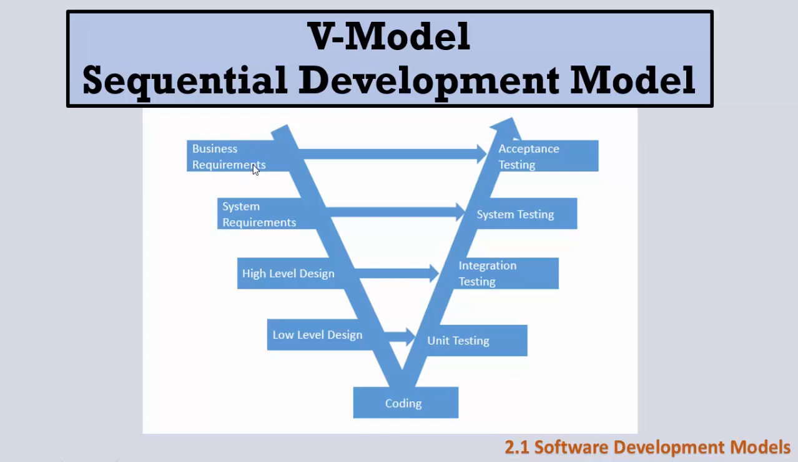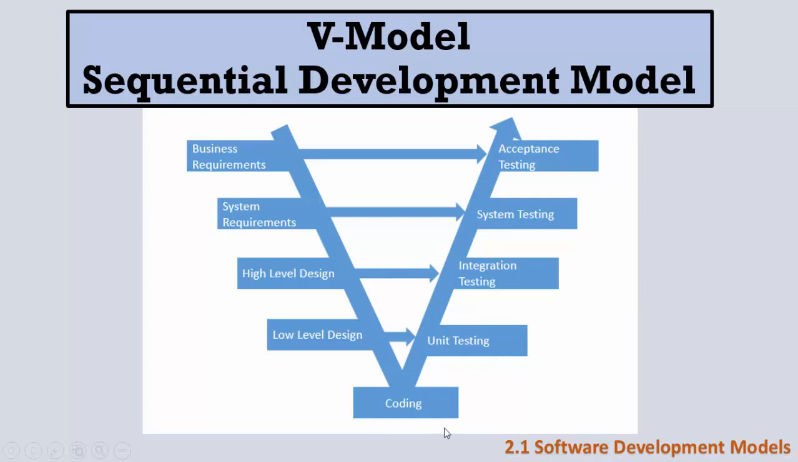When do we execute the acceptance testing? At the end of the life cycle. After all these steps, okay, from the left down and then to the right. While I'm gathering the system requirements, I begin to design system testing. While I'm writing the high level design, I begin to design the integration testing. While I design the low level design, I begin to design the unit testing.